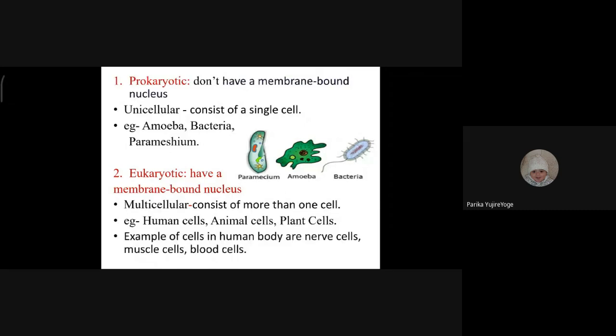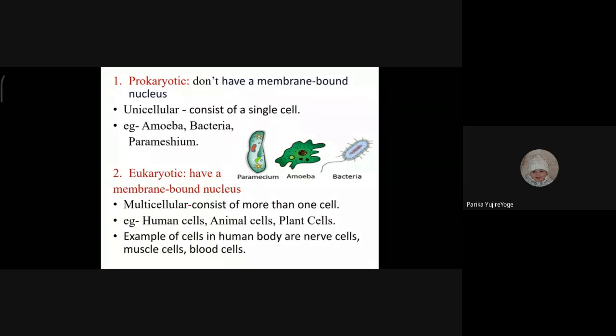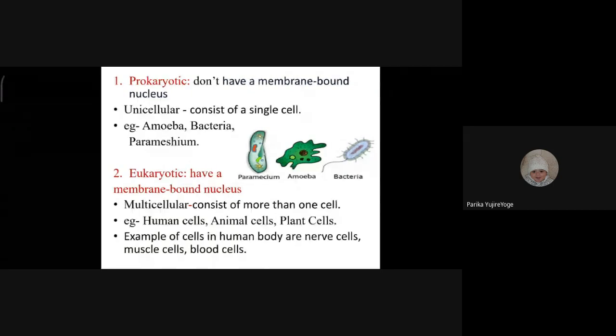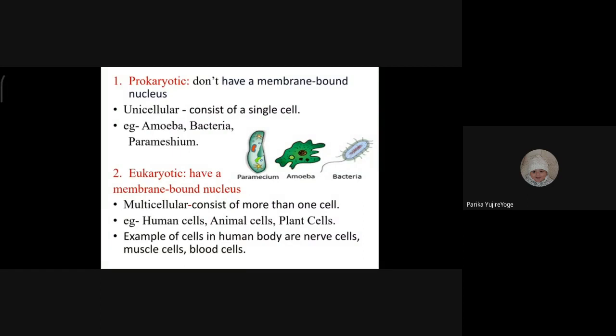You can see here I have put some pictures. These are organisms which have only one cell in their whole body, so these are unicellular organisms. Prokaryotic cells are generally found in unicellular organisms, but eukaryotic cells are generally found in multicellular organisms. Multicellular means organisms containing more than one cell, like humans, animals, plants. We have millions, billions, trillions of cells inside us.